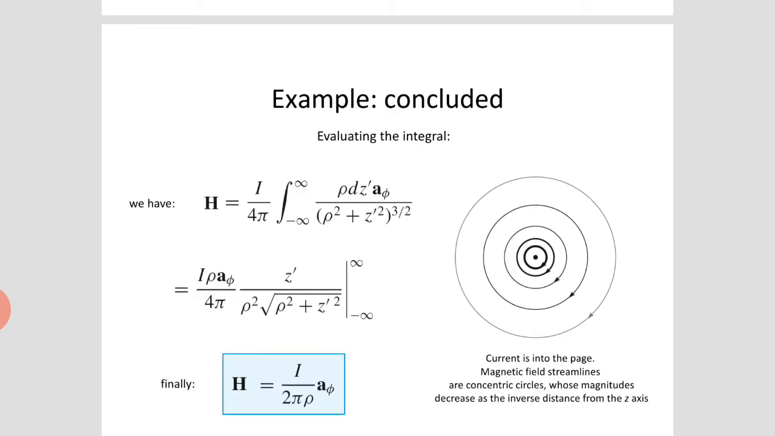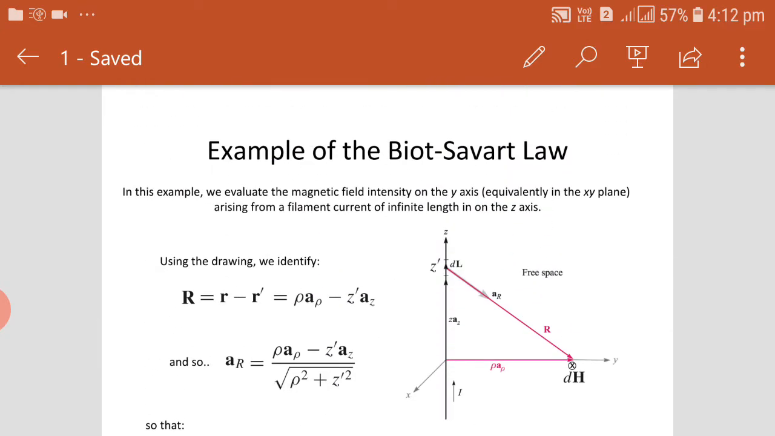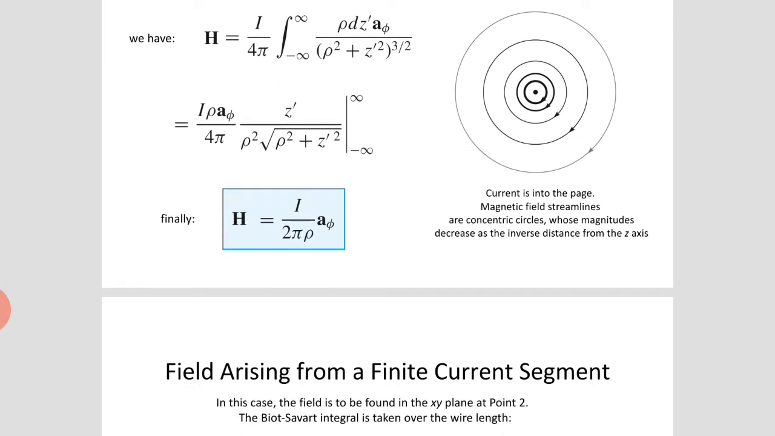After putting in the values of infinity and minus infinity for z, we get I by 2 pi rho a phi. So this is the value of H which can be obtained for the magnetic field intensity on the y-axis, where the infinite length is available on the z-axis. So next, H is equal to I by 2 pi rho a phi.